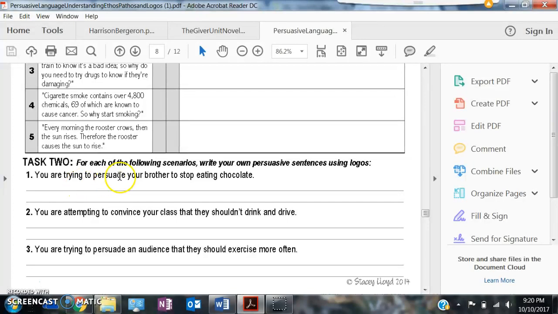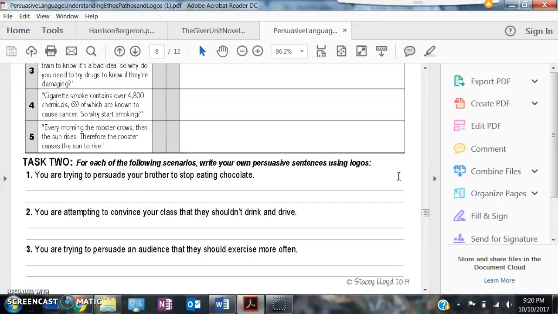Okay. So we have to think about what is a reason that he should stop eating chocolate. And then we can use that to create a sentence using some logos here. So we're going to pretend that this brother's name is Pat. That's my brother-in-law's name, so we'll use his name. So we're trying to persuade Pat, who's my brother, to stop eating chocolate. And one reason that I can think of is that it isn't very healthy. Okay? So I'm going to say that something about being healthy is my reason.